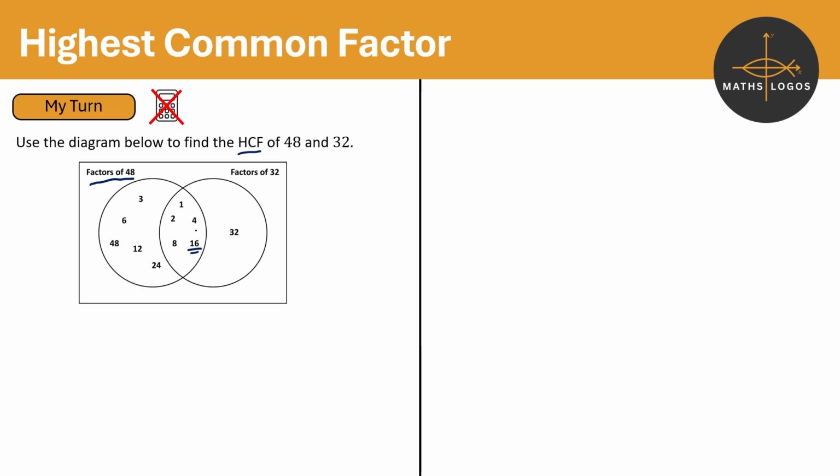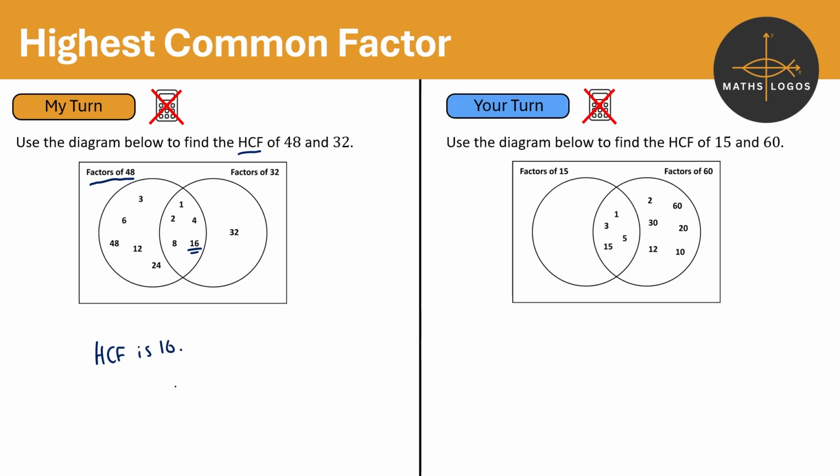The highest common factor would be 16. I'll say the highest common factor is 16. Pause the video, give the question on the right a go, and then your answer will be on screen momentarily. Okay, you should have got an answer of 15.